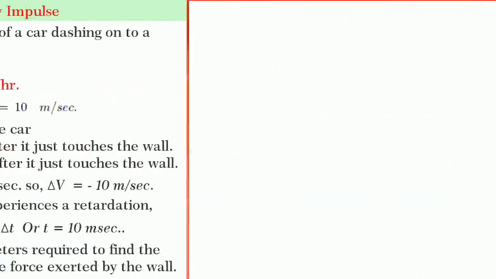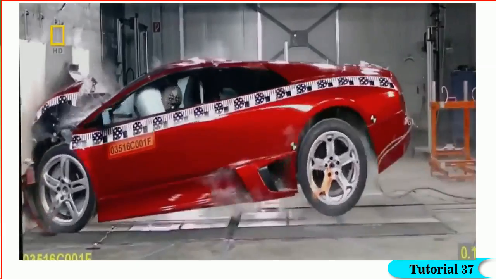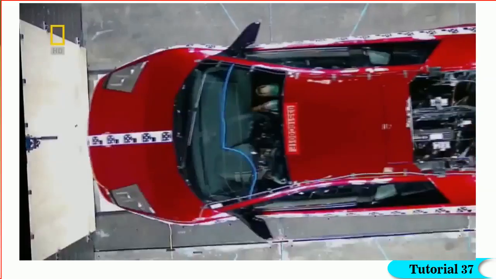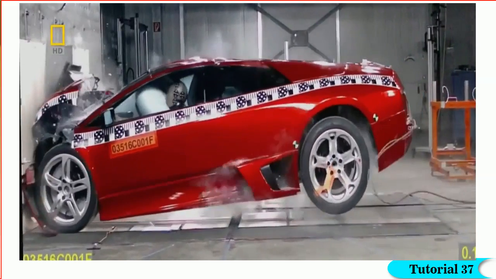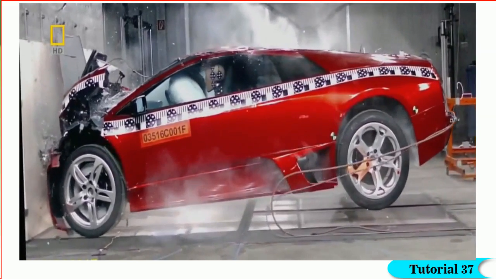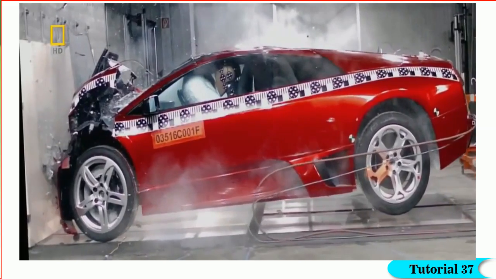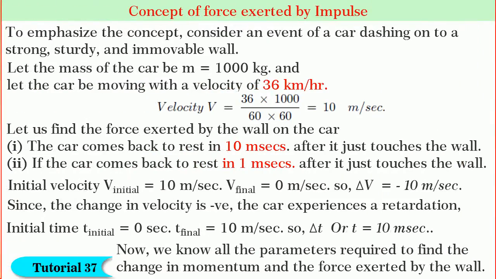Friends, you may now be thinking, by recalling the previous event of bowling and the batsman hitting the ball: when the batsman hits the ball, force is produced by hitting. But here is an unmovable wall. How can it produce force? Friends, because of the heavy mass of the wall, indirectly the wall exerts force on the car. Well, we shall find the force produced by the wall.